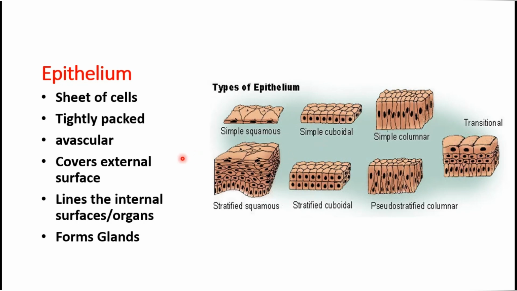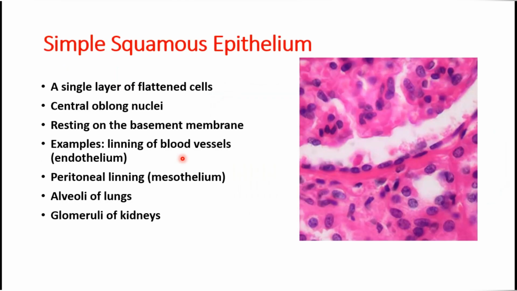Okay, what are the functions of epithelium? Epithelium performs different functions in different areas and locations of your body. For example, in the GIT, epithelium performs the function of absorption of nutrients from the GI tract. Then in the respiratory tract, epithelium does the function of exchange of gases, and so on.